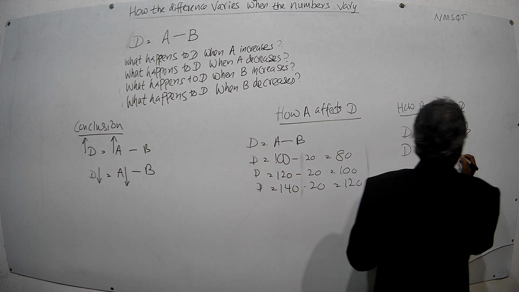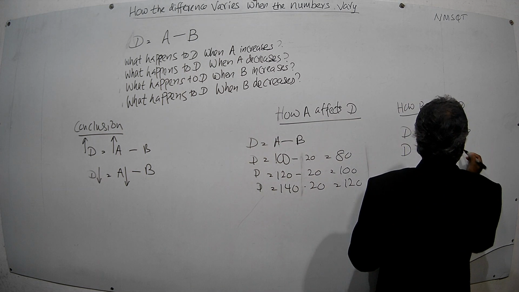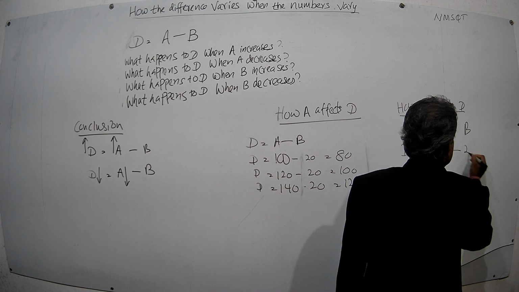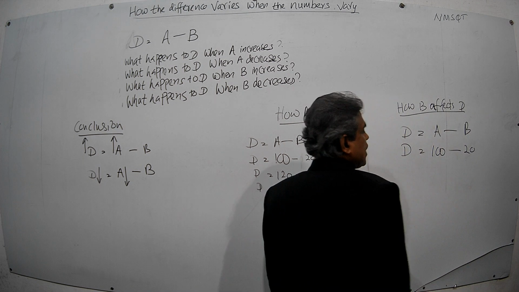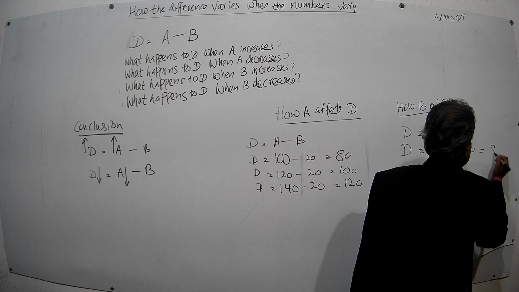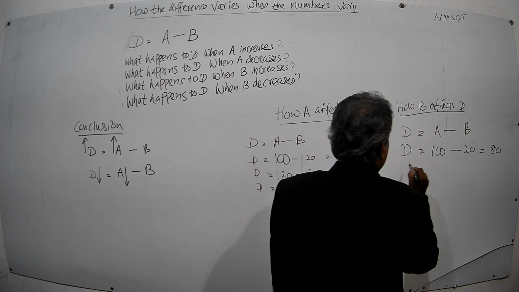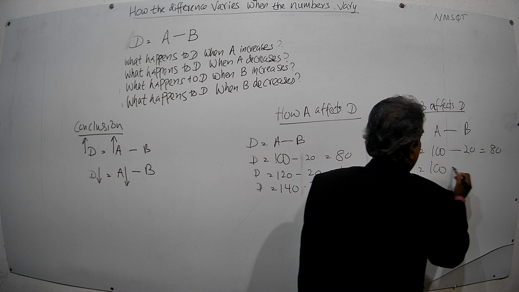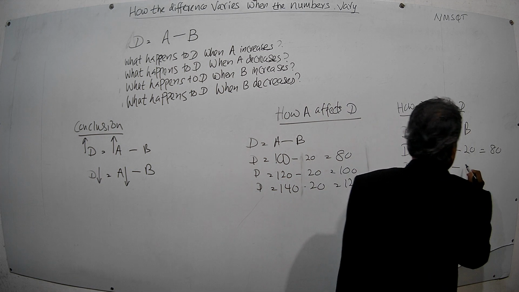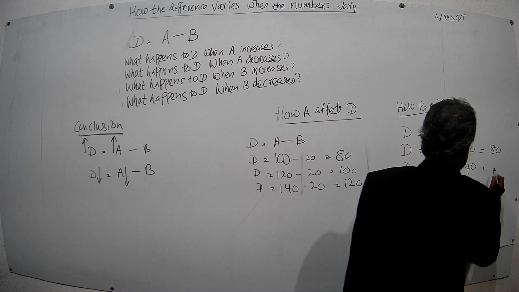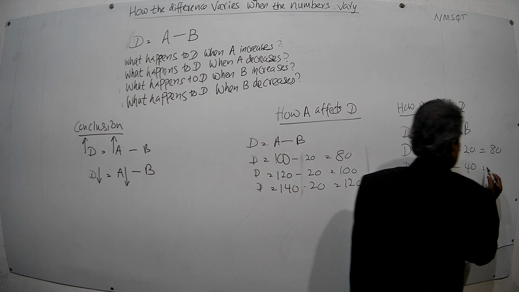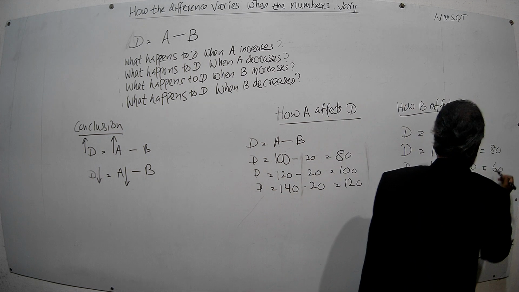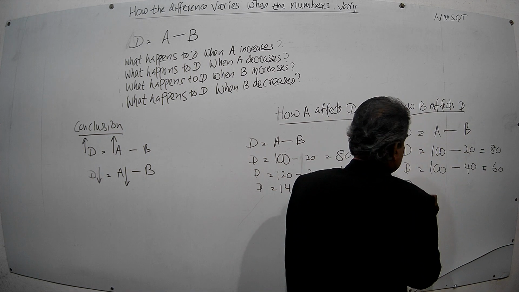Okay. Now minus B, I will take 20. Now B is 20, then I deduct. What is the answer? 80. Then I take again the next one, D. A is constant, that is 100 itself. I change B, I increase B to 40. Then I get the answer 100 minus 40, how much? 60.